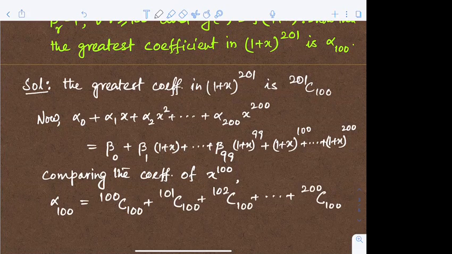Now we have to simplify it, because I have to prove something. I have to prove that our alpha 100 is nothing but 201C100. If I want to prove that, then I will have to prove it by this relation that I have got now. How can this be proved? How can you simplify this further?